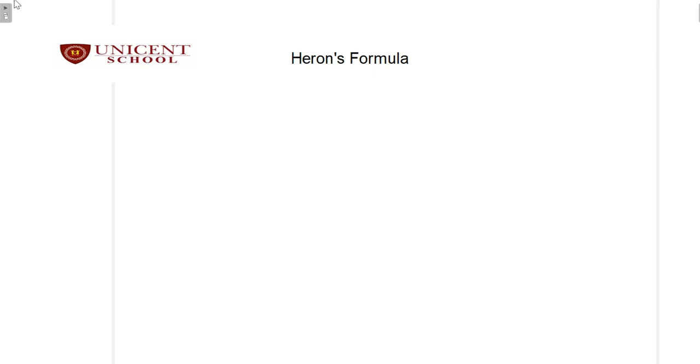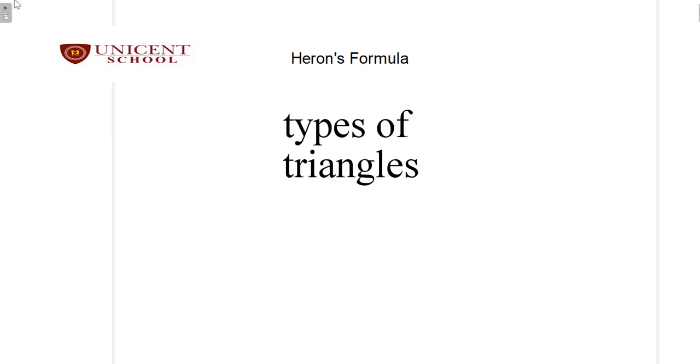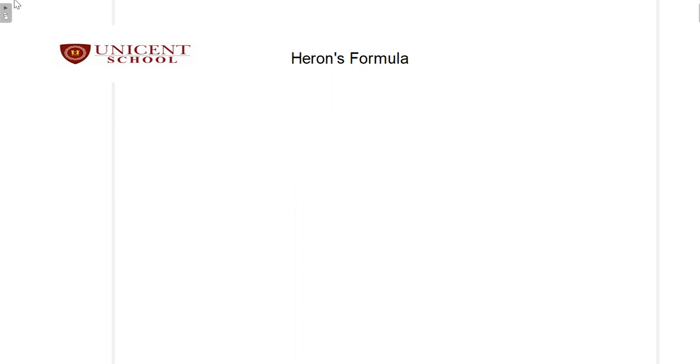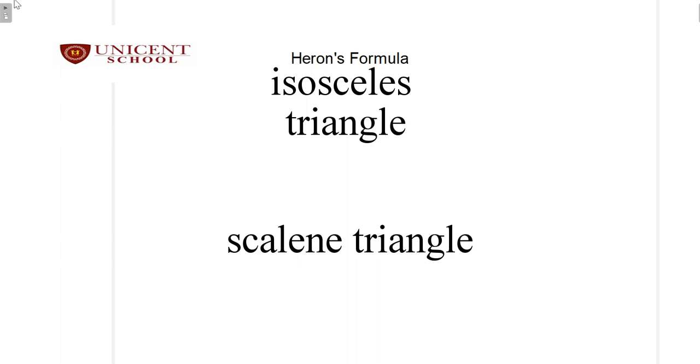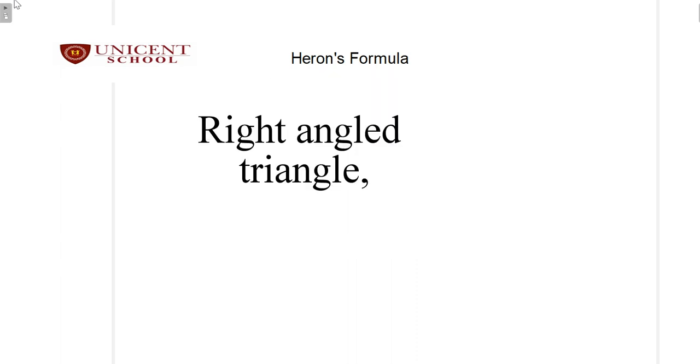In this chapter, we will learn what Heron's formula is, how to apply it, and its applications. We are very familiar with triangles and different types of triangles from our previous classes. We have also learned that the area of a right angled triangle is found using the formula half times the base times the height. But if we have an isosceles triangle or a scalene triangle, how do we find the area?